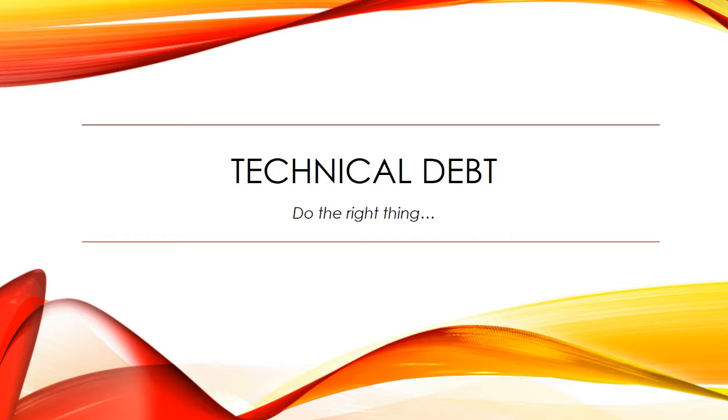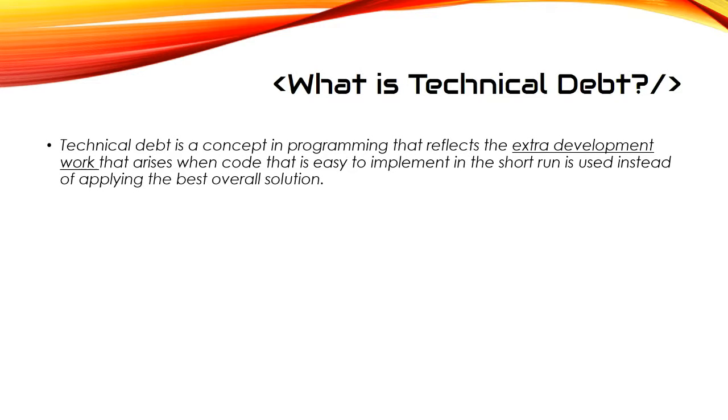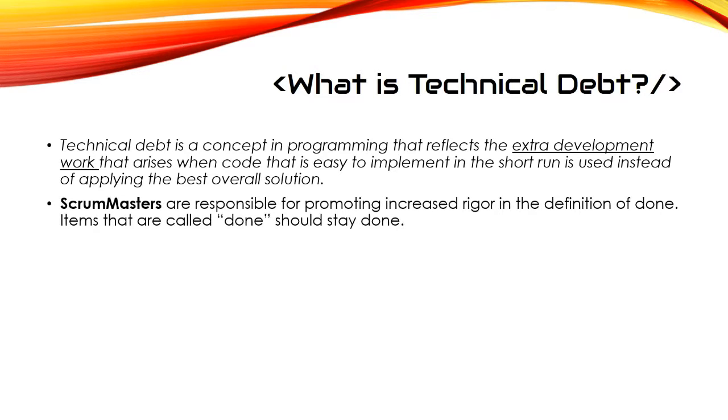Technical debt, do the right thing. So what is technical debt? Technical debt is a concept of programming that reflects the extra development work that arises when code that is easy to implement in the short run is used instead of applying the best overall solution. So what this means is that when you're building code, you took the easy way out instead of doing the right thing. Scrum Masters are responsible for promoting, increasing the rigor and the definition of done.